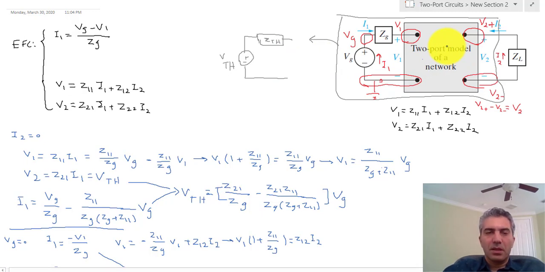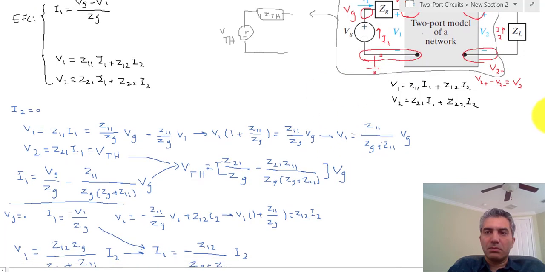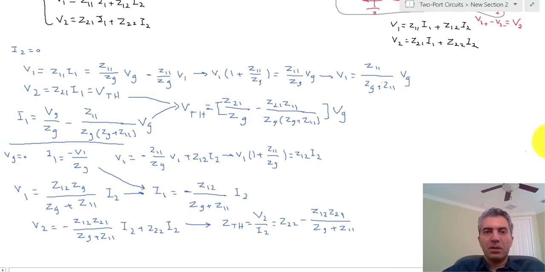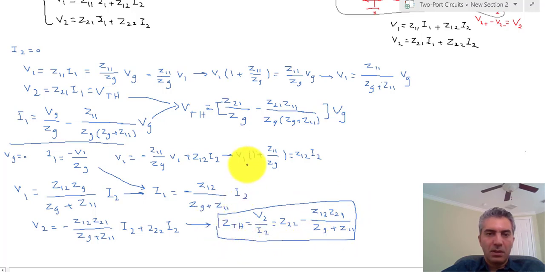So you can see that you can manipulate these equations in different ways and calculate different values or parameters, or answer different kinds of questions. I'm going to put a box around our solutions. So this is our Zthevenin, and this was our Vthevenin.